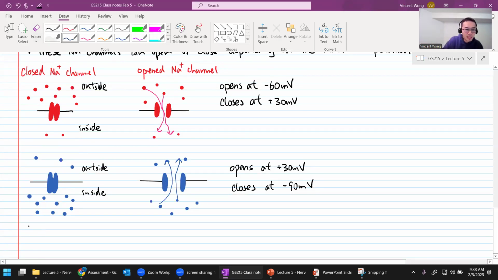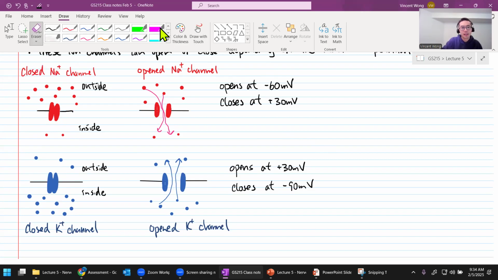So here, once again, we have the closed potassium channel, and then this is the opened potassium channel. All right. Now just one extra note here. Let me explain first and then I'll write it down for you.